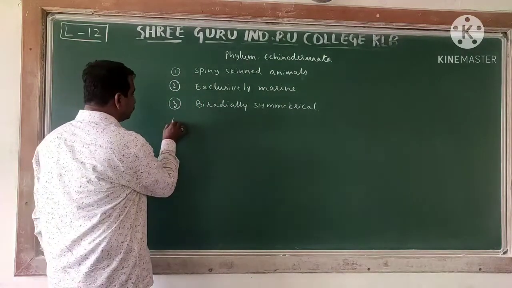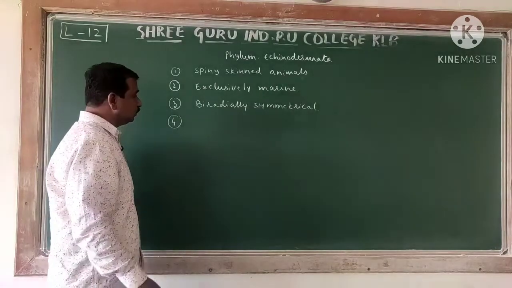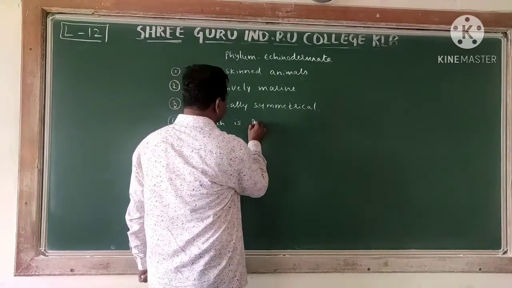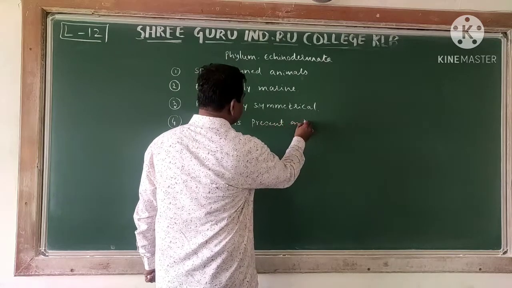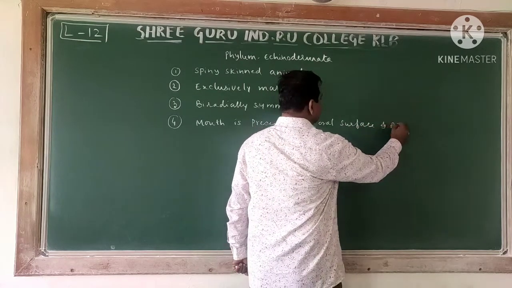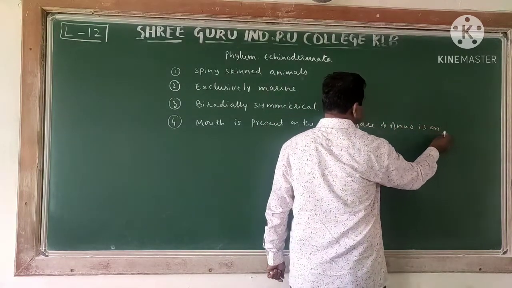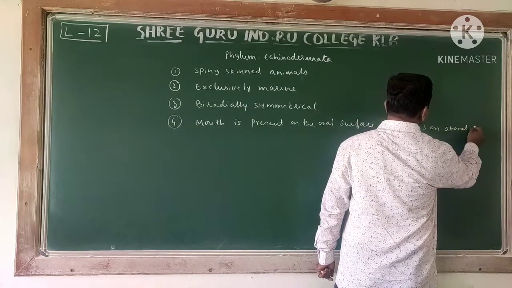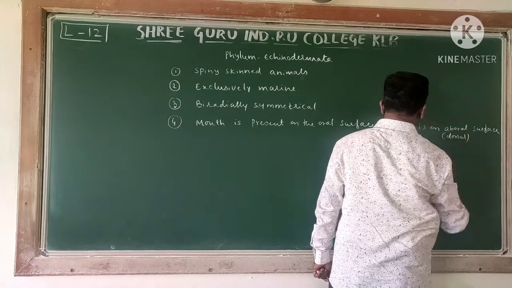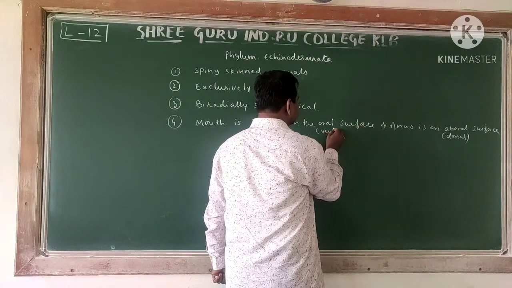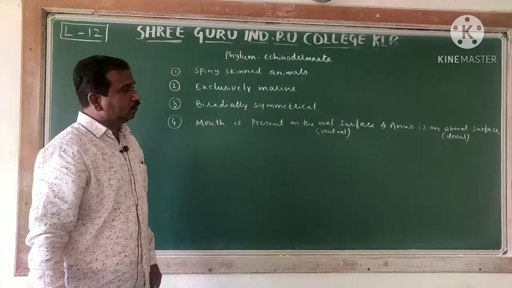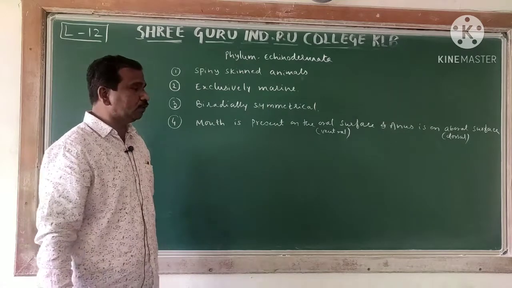Now we move to the next character: the mouth is present on the oral surface and the anus is on the aboral surface. Here aboral surface means dorsal, and oral surface means ventral. So the mouth is normally present on the oral surface, and the anus is present on the aboral, that is the dorsal, surface.